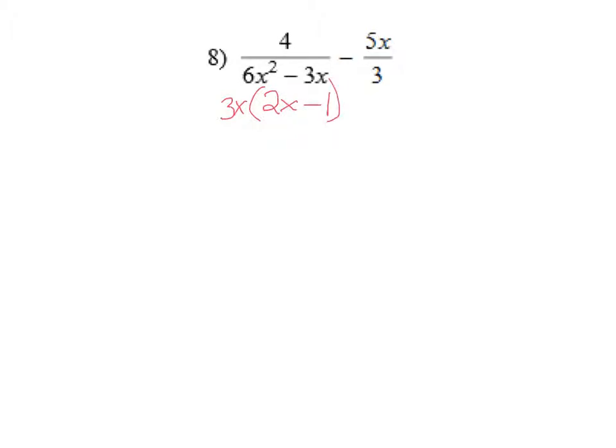Over here on the right, I've just got that 3. When I'm picking out what I need for a common denominator, I have to have something to represent each part of both denominators. In this case, this side says I need a 3. This side's got a 3, so we're good on the 3. This says I've got to have an x. I do not have an x over here, so I'll have to multiply it by an x. And then the other thing, I have to have a 2x minus 1. I do not have a 2x minus 1 over here, so let's multiply by a 2x minus 1.